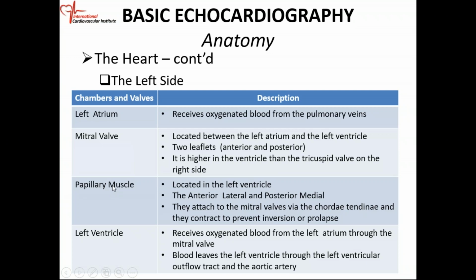Papillary muscles. These papillary muscles are located in the left ventricle and the right ventricle as well. There are two papillary muscles in the left ventricle, what we call the anterolateral and the posteromedial. Attached to the papillary muscles you have the chordae tendineae, and these chordae tendineae attach to the mitral valve. They prevent the mitral valve from prolapsing.